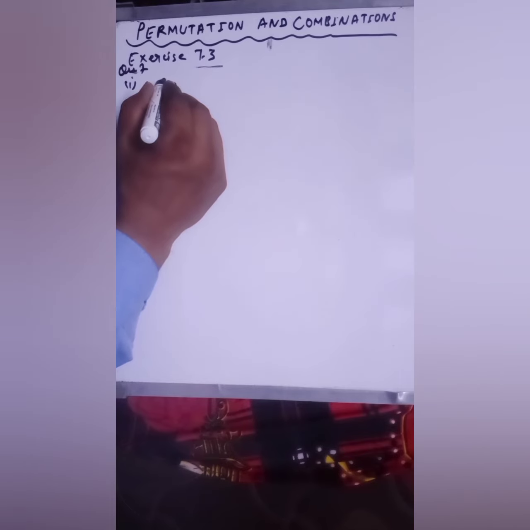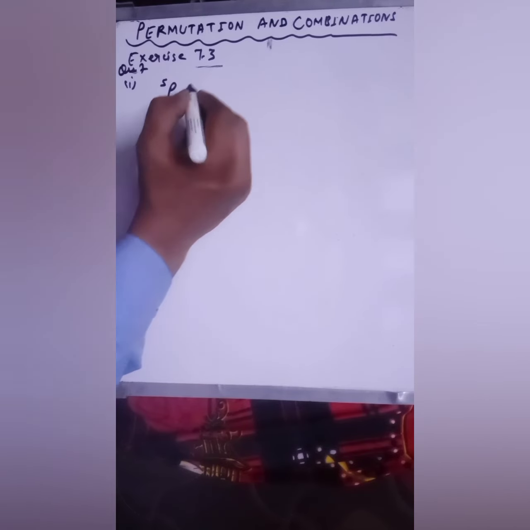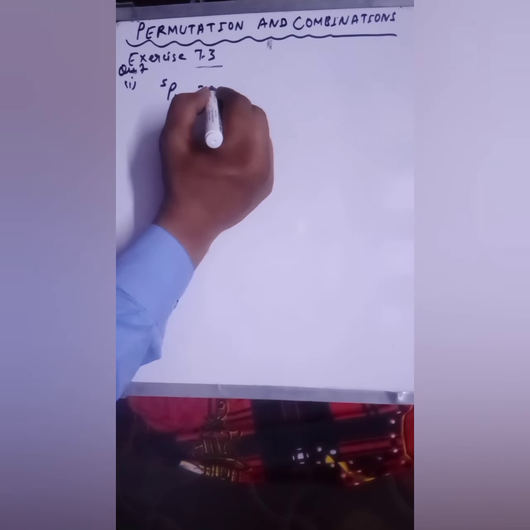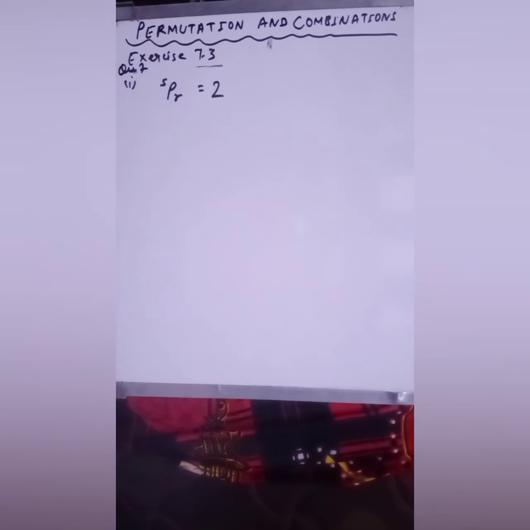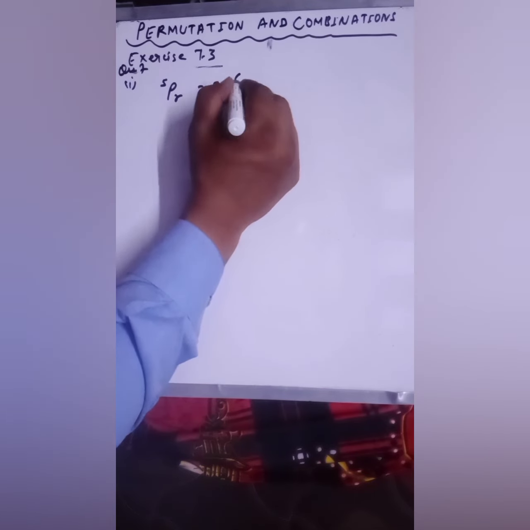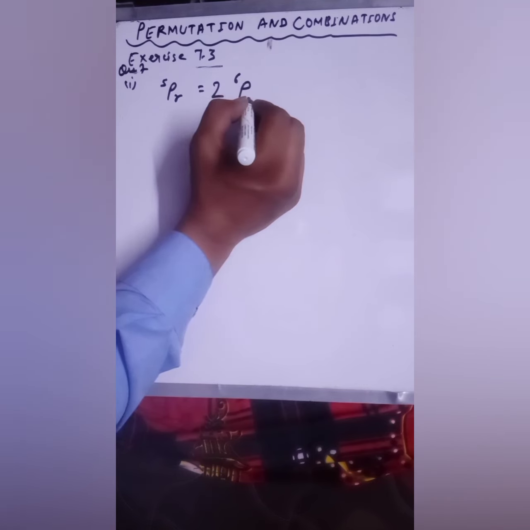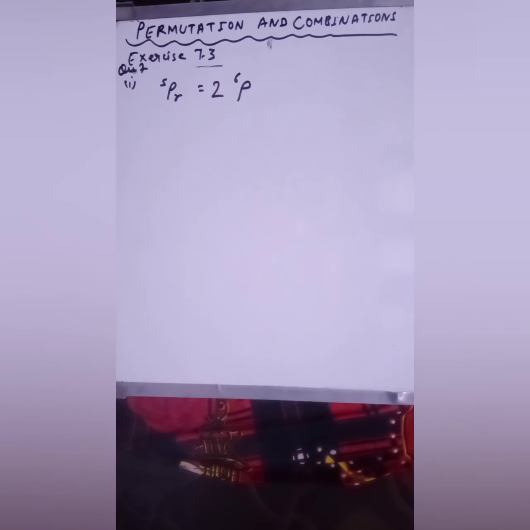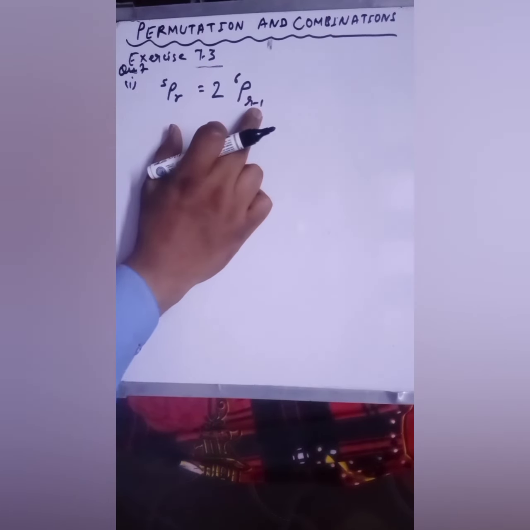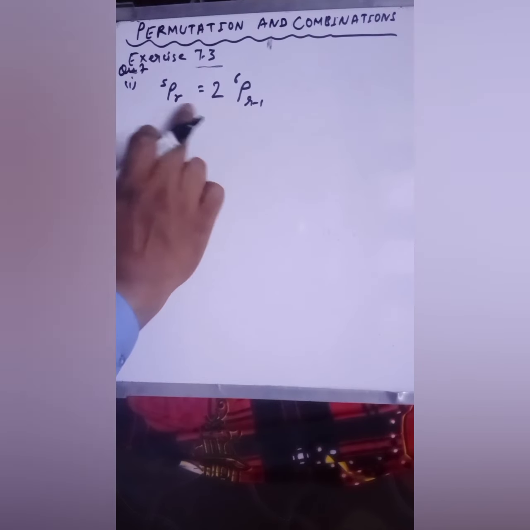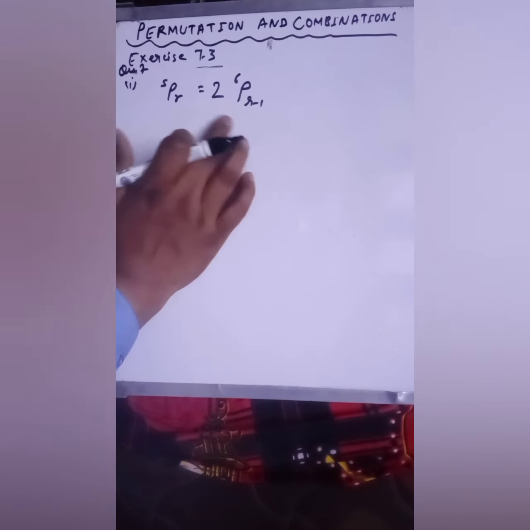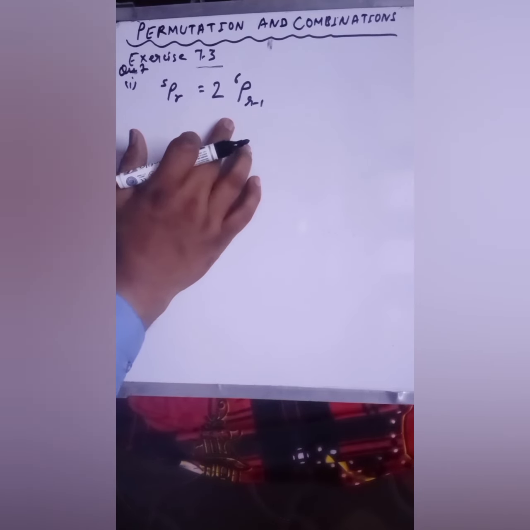Here P(5, r) is equal to 2 times P(6, r minus 1), just wait, it is not visible. R minus 1 is given. So we have to find out the value of r in this question. Got it? So just simplify it.